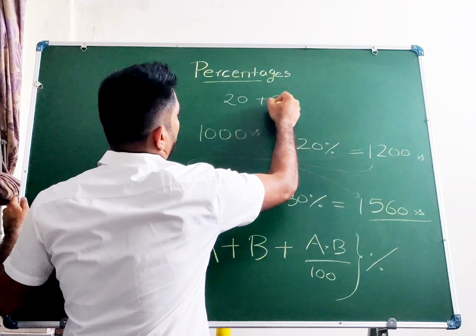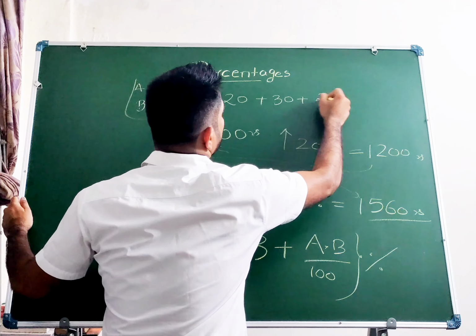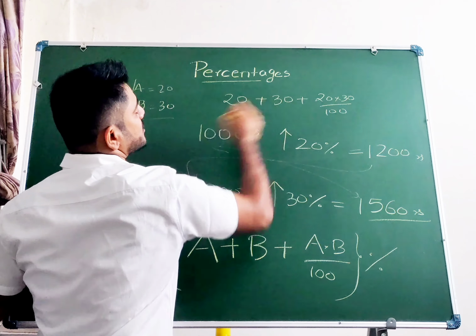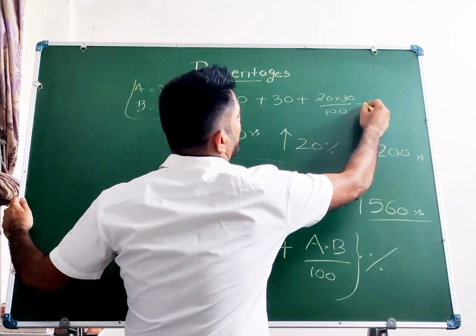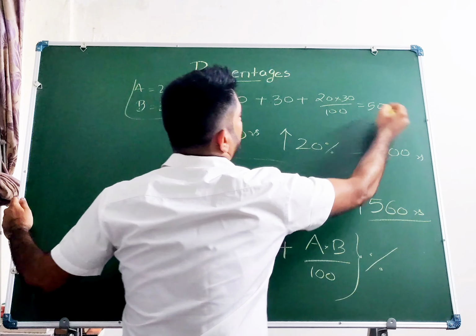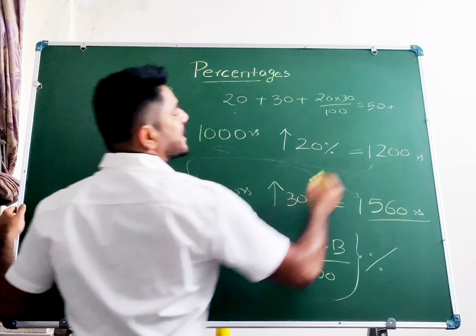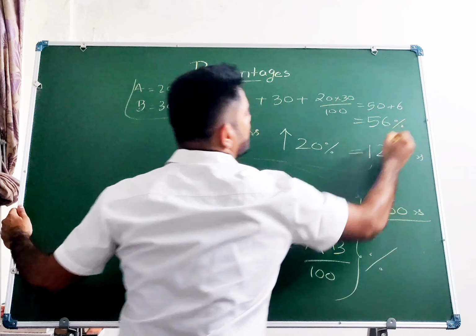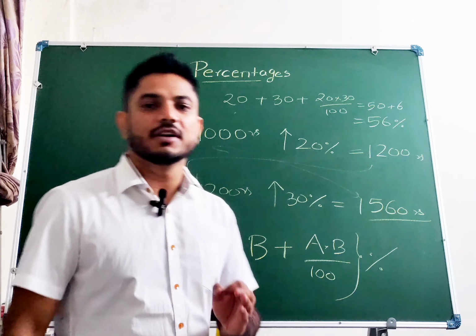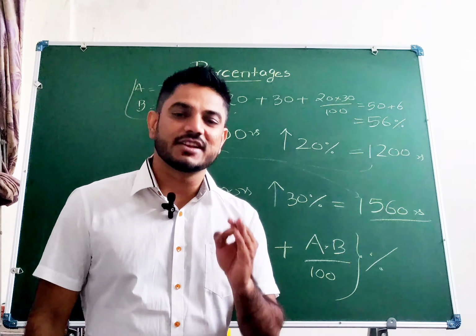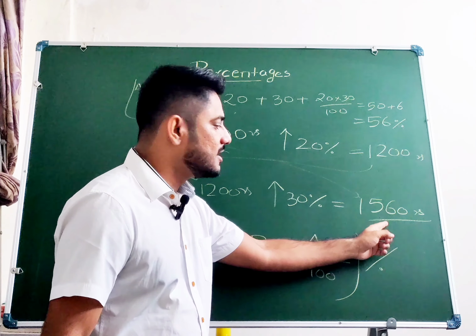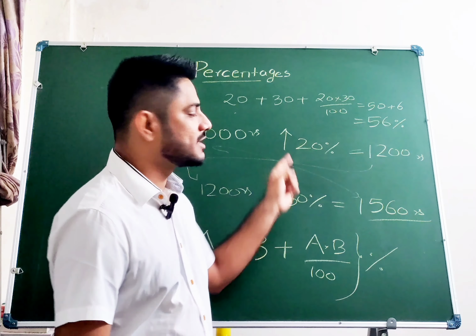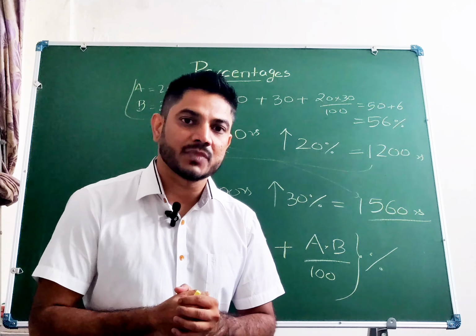A plus B plus A into B divided by 100. 20 plus 30 is 50. I have 50. 20 into 30 divided by 100 is 6. Final value is 56%. It is a positive percentage, which means it is an increment, and hence I can say that I could have directly written 56% instead of two successive changes of 20% and 30%.